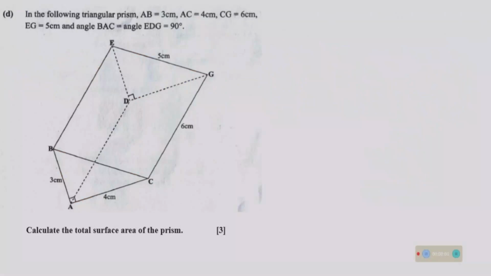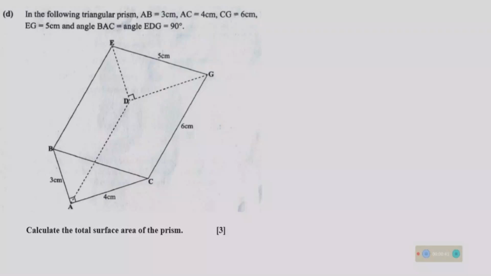Question 1D was as follows. In the following triangular prism, AB is equal to 3 centimeters, AC is equal to 4 centimeters, CG is equal to 6 centimeters, EG is equal to 5 centimeters, and angle BAC is equal to angle EDG, which is equal to 90 degrees. That information is translated in the diagram. We can see that diagram down there. So the actual question is, calculate the total surface area of the prism.